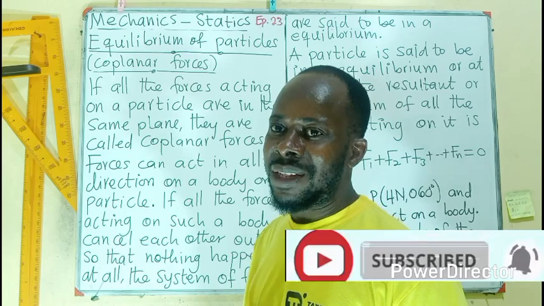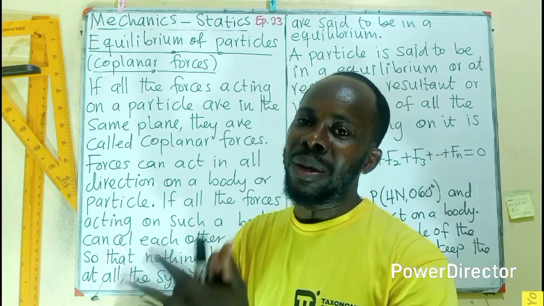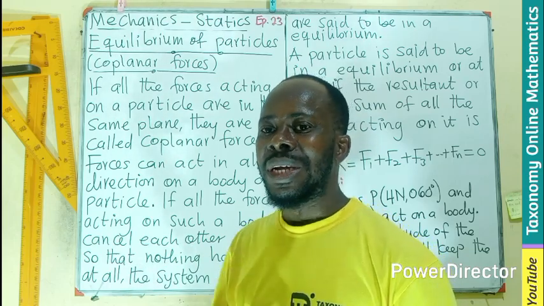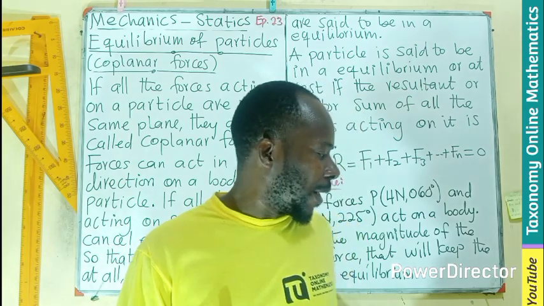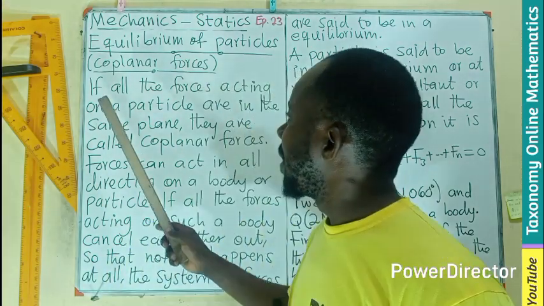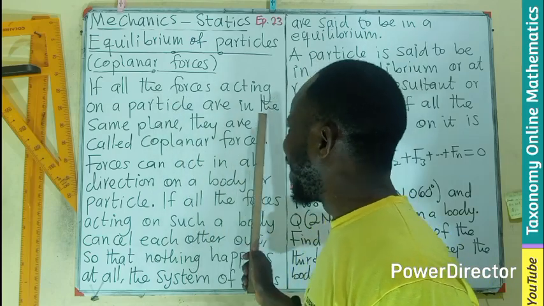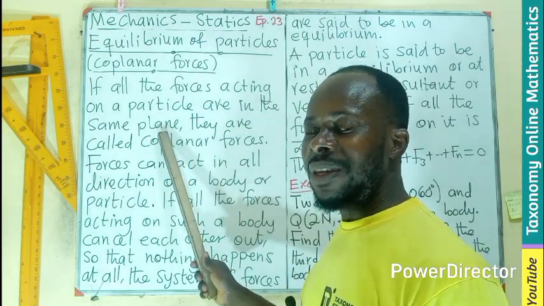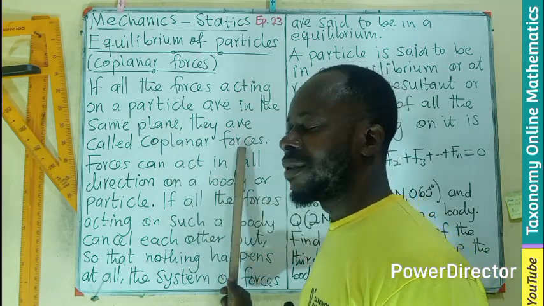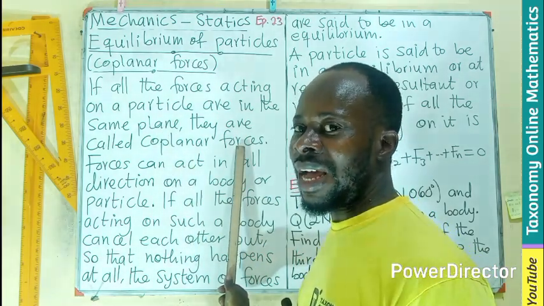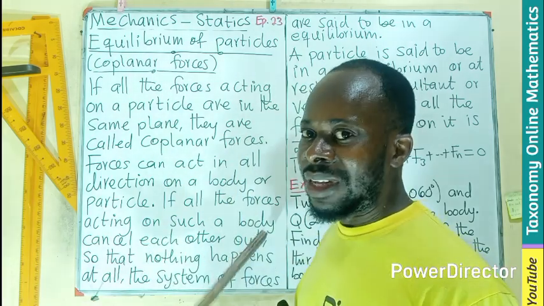Here we want to look at equilibrium of what? Particles that are in equilibrium. Or better still, looking at what? The coplanar forces. So we are saying that if the forces acting on a particle are in the same plane, they are called coplanar forces. Remember, we talked about the concurrent forces that are acting from the same point. This is coplanar, in the same plane, in different directions.